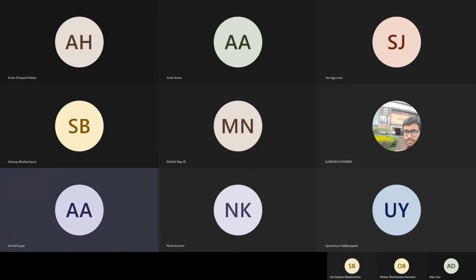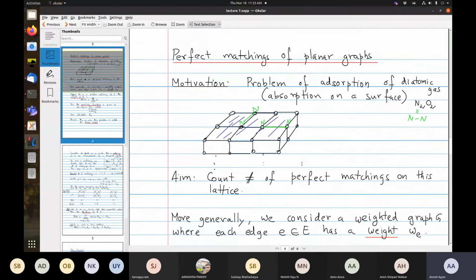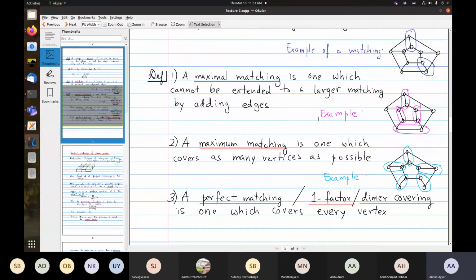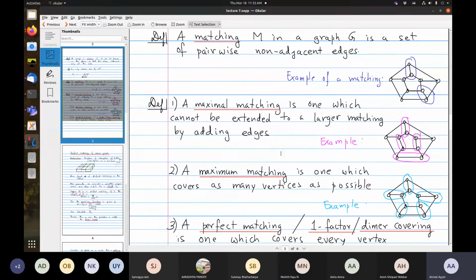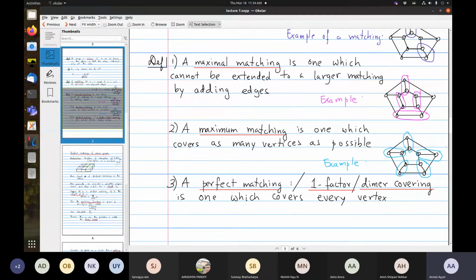Okay, so last time I had motivated the dimer model, by which I mean perfect matchings. So recall that if you have an undirected simple graph G, then a matching is a set of pairwise non-adjacent edges like that, and a maximal and maximum matching I defined, and a perfect matching is one in which every vertex is covered. And I gave this example.